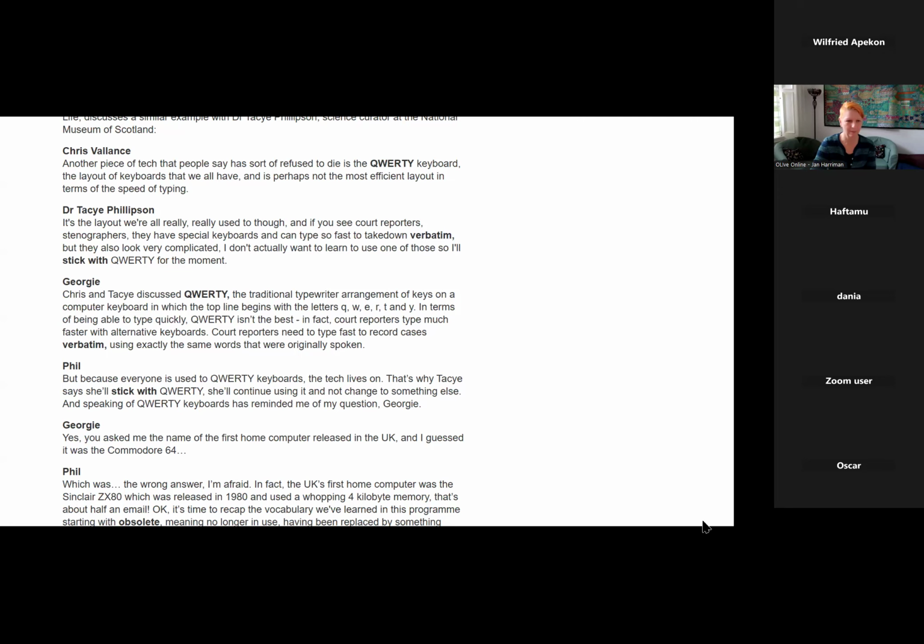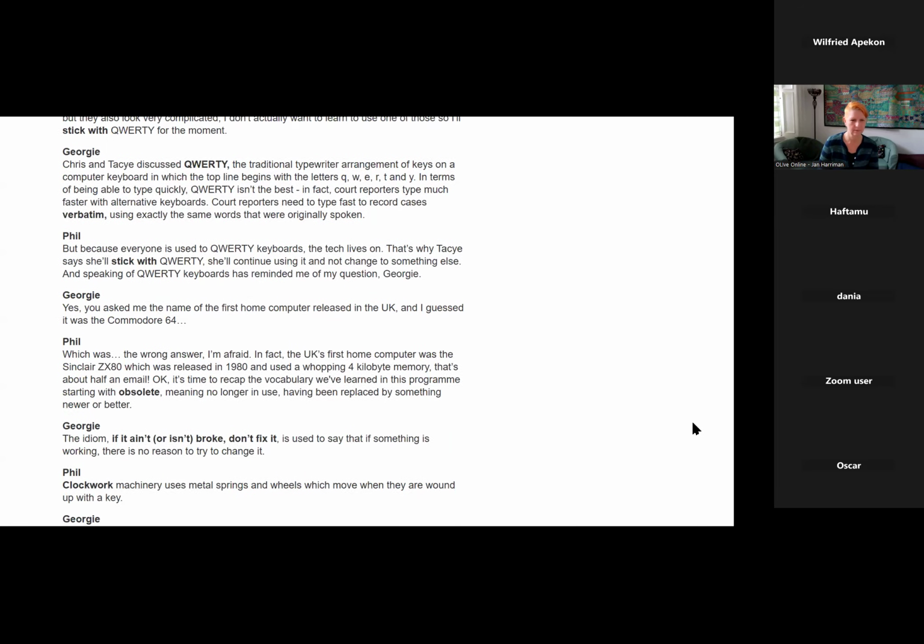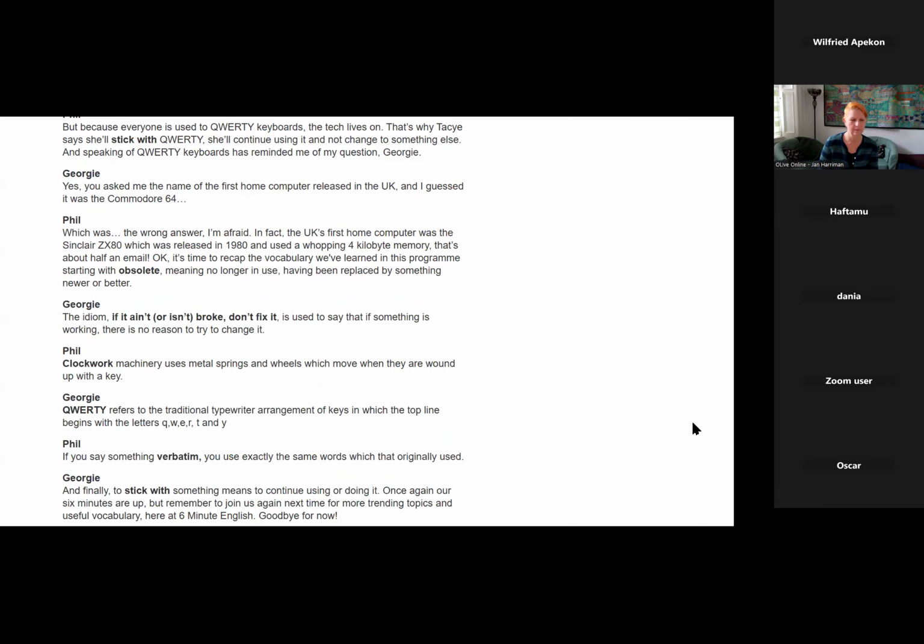And speaking of QWERTY keyboards has reminded me of my question, Georgie. Yes, you asked me the name of the first home computer released in the UK, and I guessed it was the Commodore 64, which was the wrong answer, I'm afraid. In fact, the UK's first home computer was the Sinclair ZX80, which was released in 1980 and used a whopping 4 kilobyte memory. That's about half an email.